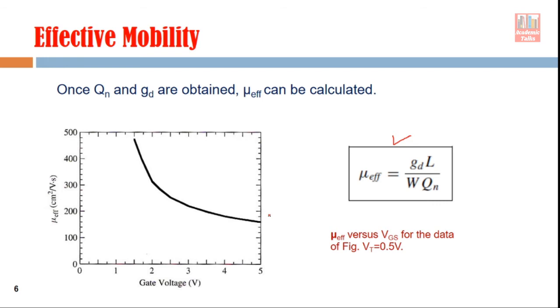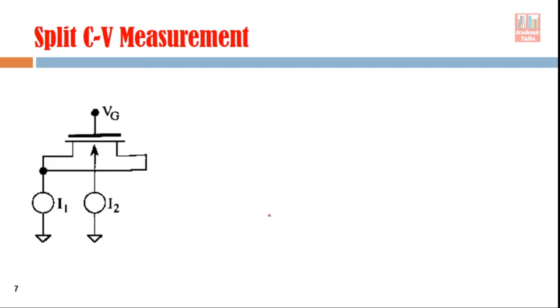Now let's move a little bit. Here we are going to discuss one more method for finding out the channel capacitance. That method is known as the split CV measurement method. In the split CV measurement method, we measure capacitance between the drain-source connection, with drain and source as a single electrode, and the gate as the second electrode. And the second arrangement you see here is for measuring the gate-channel capacitance.